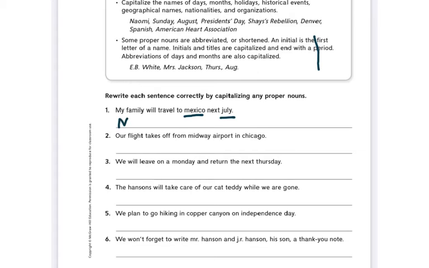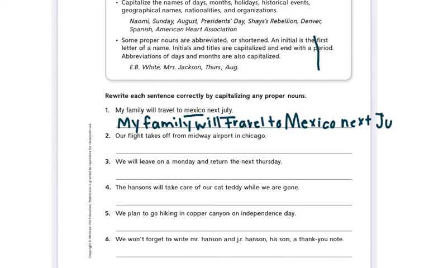So, my family will travel to Mexico next July, and that is going to be capitalized.